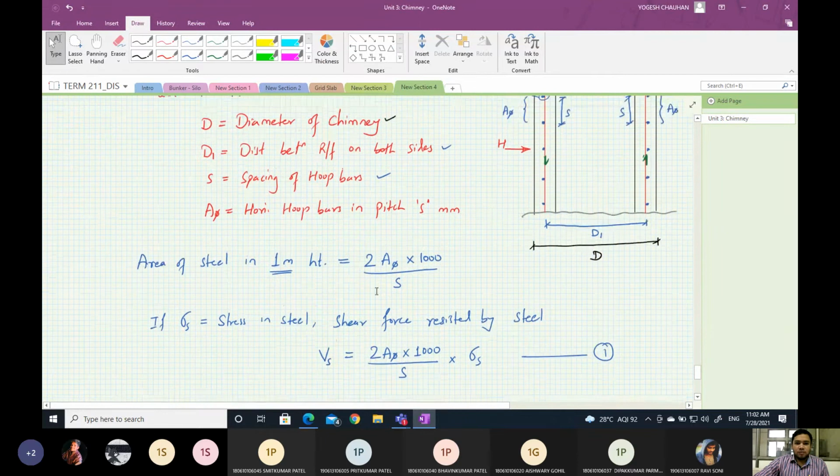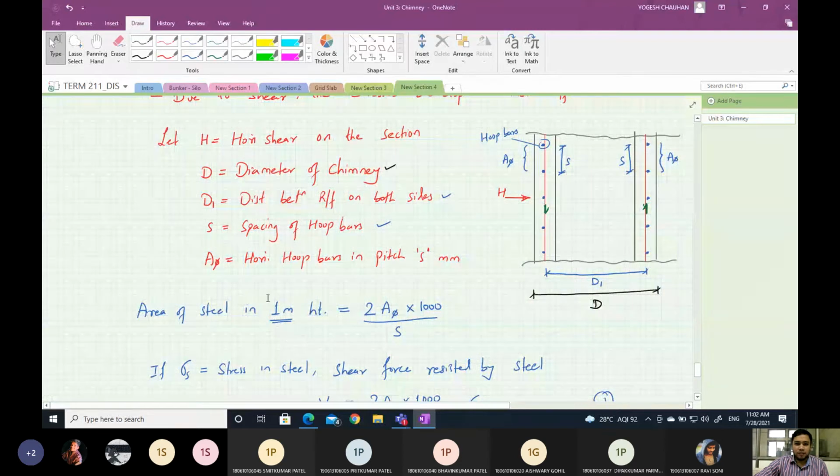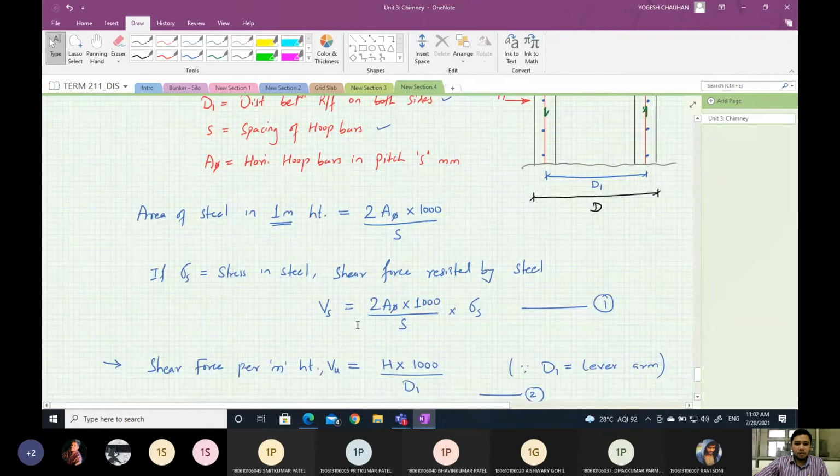So the area of the steel in 1 meter will be 2 times A5 on both the sides, multiplied by 2 times A5 times 1 meter height. We are finding it in 1 meter, so multiply by 1000 divided by S, because S is in mm, so we have to convert this 1 meter into mm. So it is 1000 divided by S. So you will get the area of the steel in 1 meter length, in the 1 meter height.